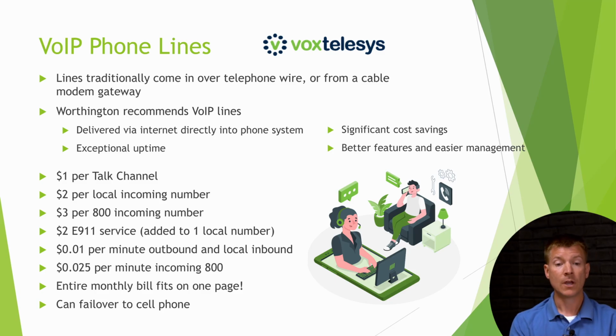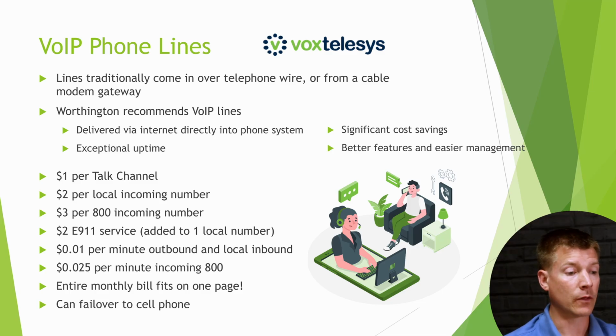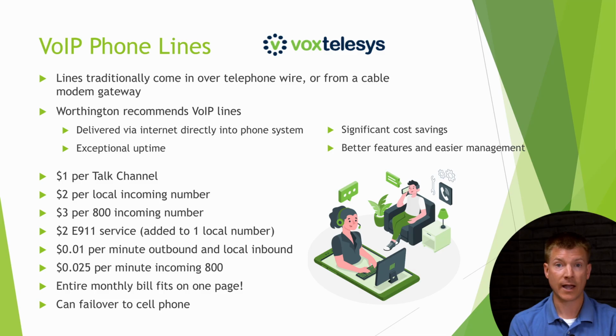It's pretty impressive. So really quickly, what we have here is $1 per month. All of these numbers here are per month. $1 per talk channel. Again, talk channel is how many lines we want to support. It's a minimum of 4 when you go with the pay-per-use plan like this is. So you have to take a minimum of 4 talk channels. Maybe you have 8 or a dozen, however many you need. $2 per local incoming number, $3 per 800 number, toll-free incoming number, and then that just gets you those lines. It's however many you want.